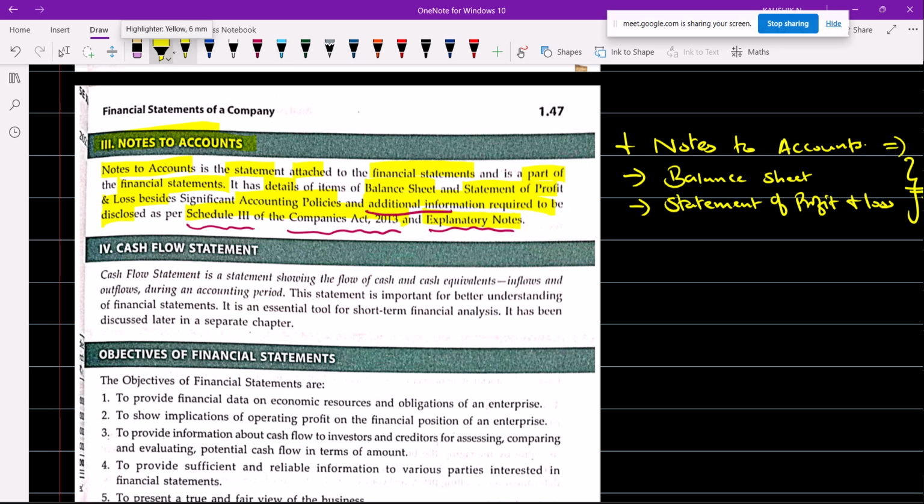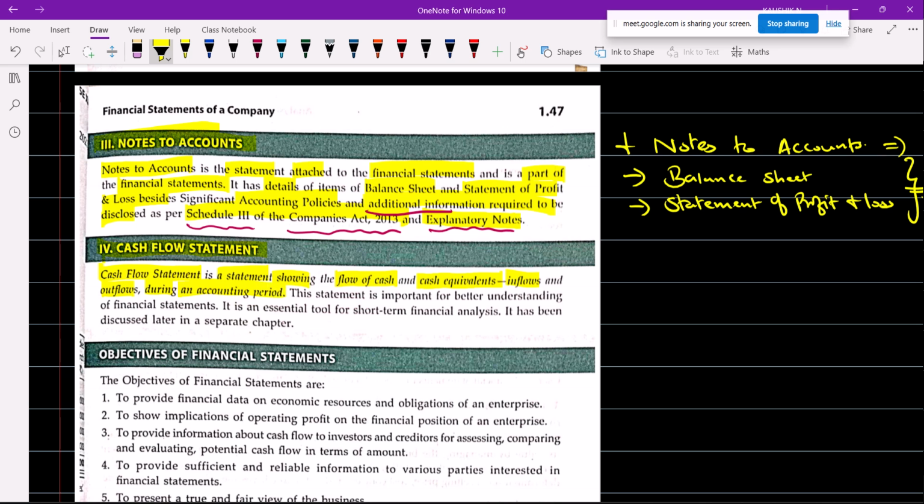Right. The next one is all about the cash flow statement. This is also a financial statement. The word says it very clearly: a cash flow statement shows you the flow of cash, and also the flow of cash equivalents. The flows are of two types, inflow of cash and outflow of cash, all pertaining to an accounting period, that is, for one accounting period.